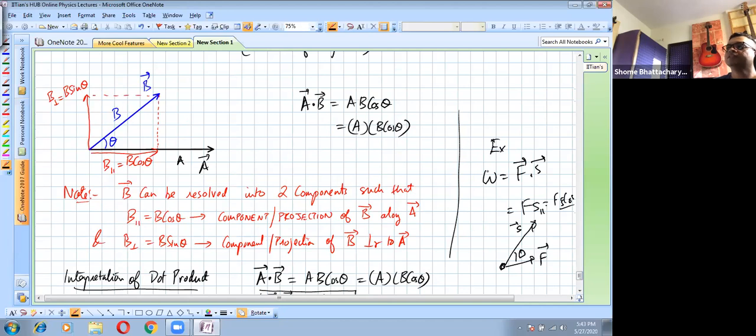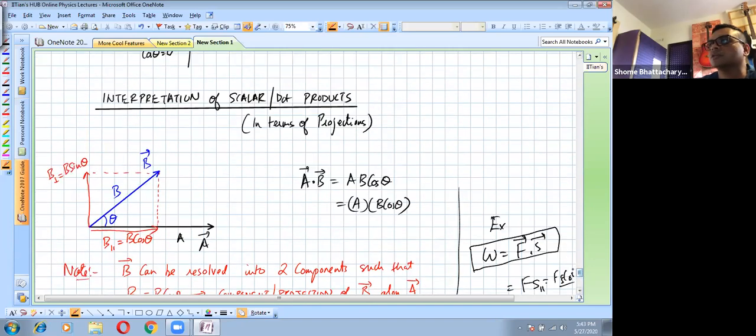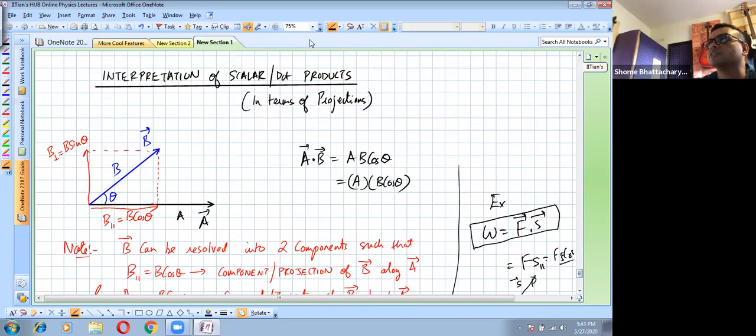So later in the chapter on work and energy, we will see that this is the definition of work done. When the force and displacement are not in the same direction, when there is some angle between them, the definition becomes Fs cos theta. So what is the interpretation? It is force multiplied by the component of displacement along the direction of force. So this becomes something important, and through this we'll see another application of dot product also.